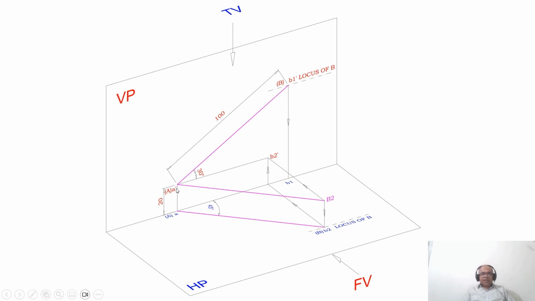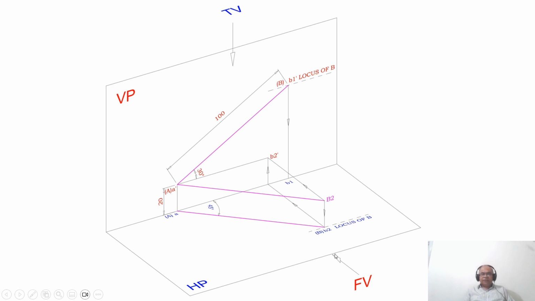Since in the problem he has given that capital AB is the true length, this will be capital A and this will be capital B2. Why? Because point A is above HP by 20, the point B2 is also above HP by 20, therefore the line is parallel to HP. If the line is parallel to HP, then I will find the true length in HP. So, you have capital A and capital B. Since I don't get the front view now, I need to write the front view. Looking from the front, A dash is above HP by 20, B2 dash should also be above HP by 20. Then only the line will be parallel to HP.